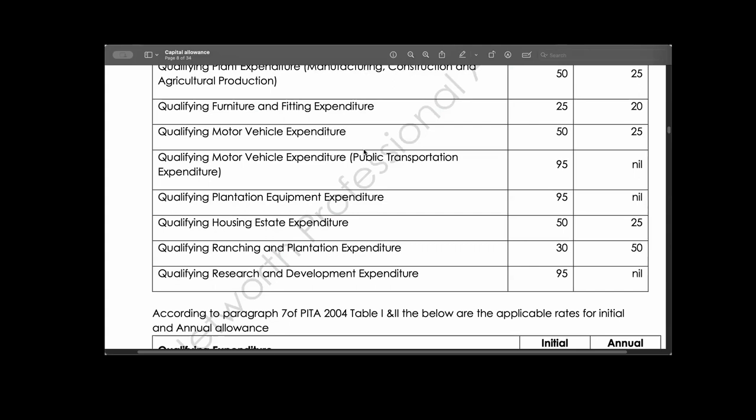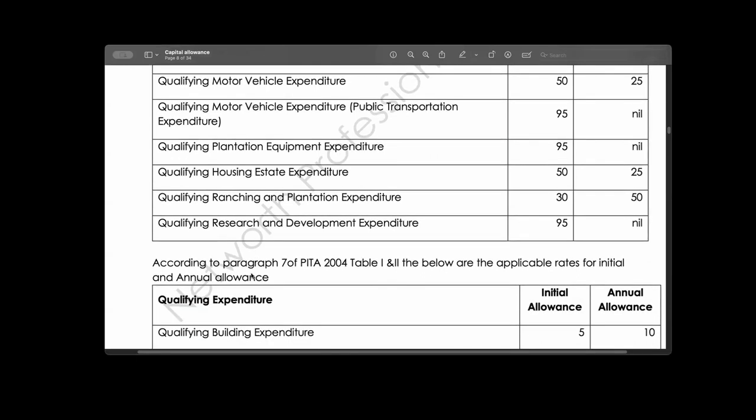So imagine when the asset was bought initially, the value of the asset was 10 million. And when you buy the asset now, the new price is 15 million. We are saying to calculate annual allowance, it's going to be the lower of the two. Okay, thank you.